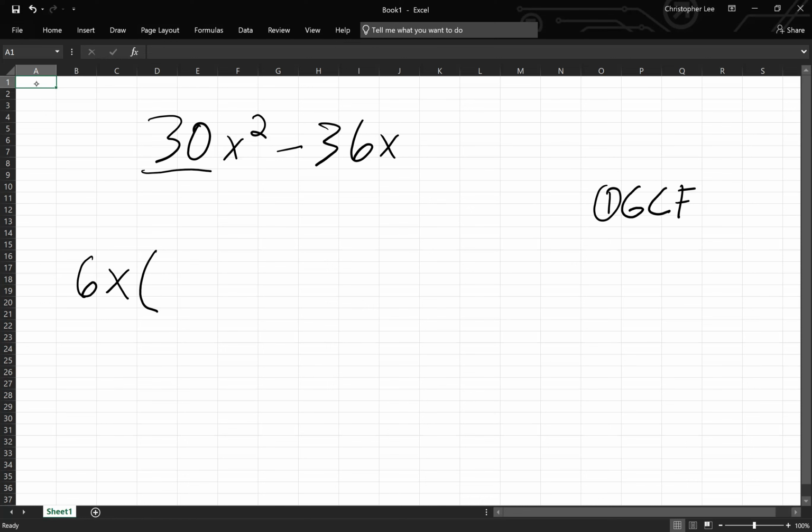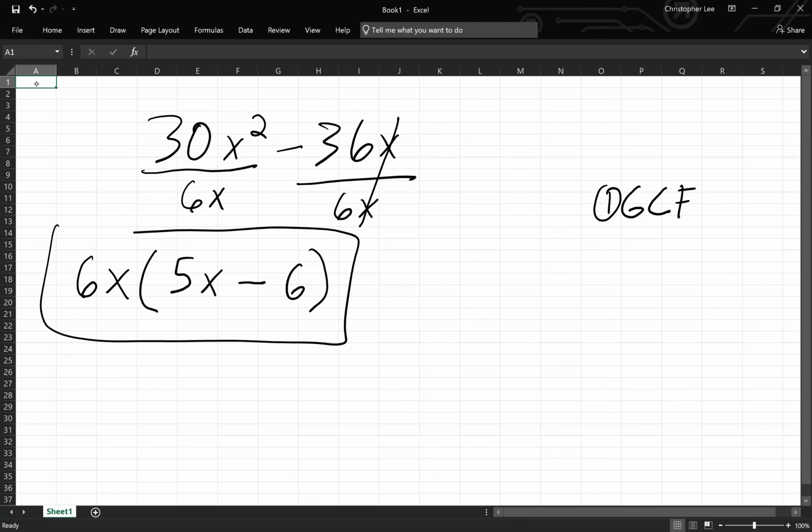Remember, when I factor out the 6x, I'm dividing by 6x, right? So go ahead. What is it? 5x. Good. What's the next part? 6 divided by 30. So a negative divided by a positive is negative. 36 divided by 6 is 6, and x will cancel out. This is your factor, and that's your answer.